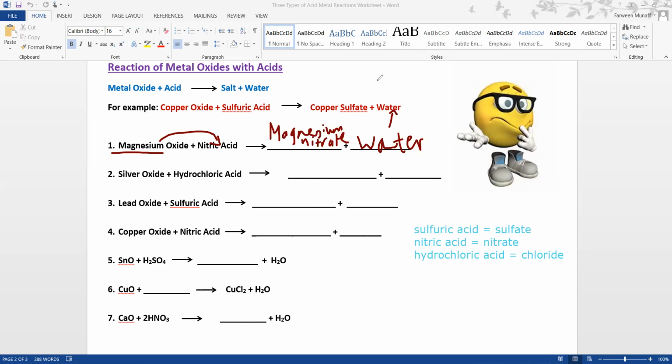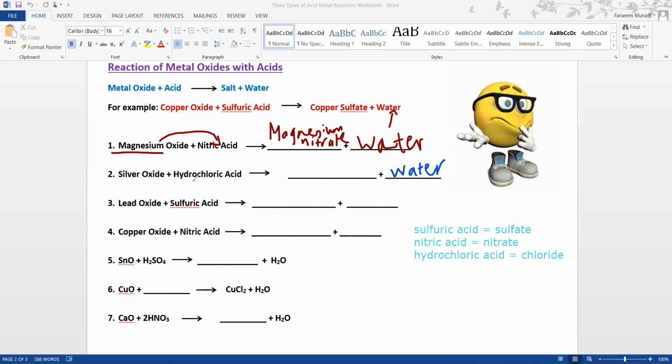So the next one is basically silver oxide plus hydrochloric acid. So let's get rid of the constant one first. So we get one blank filled there. What's going to be our constant product here? Again, same thing, water, just the same as above. That's always going to be constant regardless of which question we do on this page. Okay, so water is the constant.